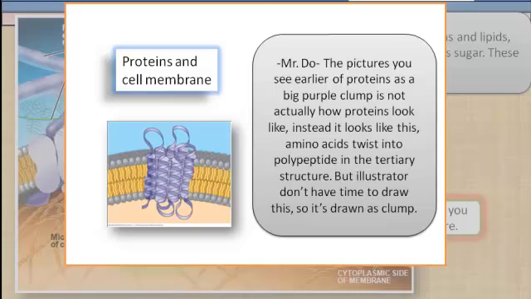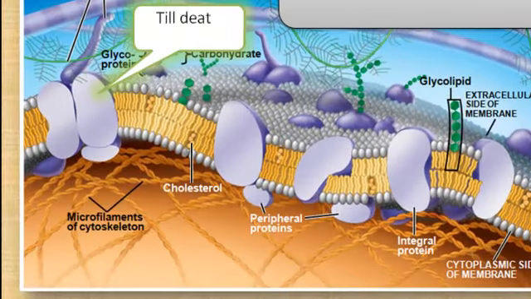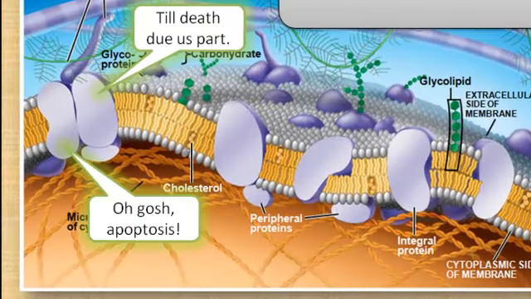The picture you saw earlier, with proteins as a big purple clump, is not actually how proteins look. Instead it looks like this. Amino acids twist into a polypeptide in a tertiary structure. But illustrators don't have time to draw this, so it is usually drawn as a clump to save time.